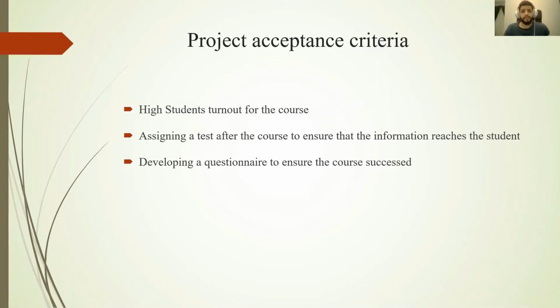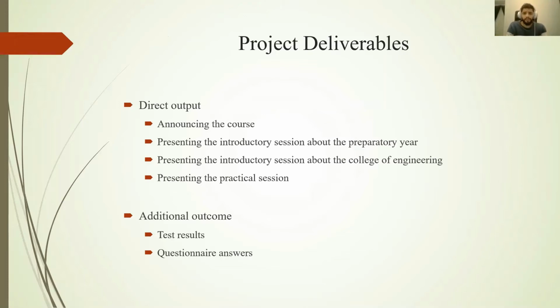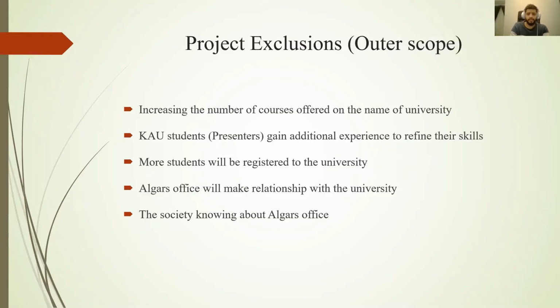The project acceptance criteria are a high student turnout for the course, assigning a test after the course to ensure that the information reaches the students, and developing a questionnaire to ensure the course succeeds. Here are the project deliverables. There's a direct output: announcing the course, presenting the introductory session about the preparatory year, presenting the introductory session about the College of Engineering, or presenting the practical session. And the additional outcome: we have a test result or questionnaire answers.